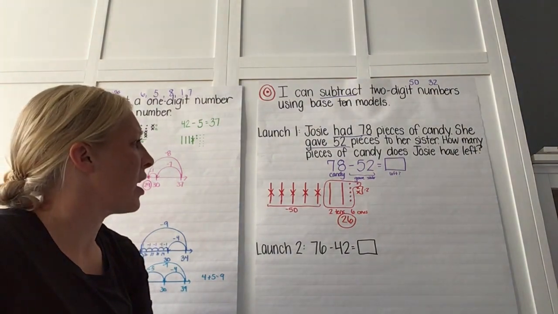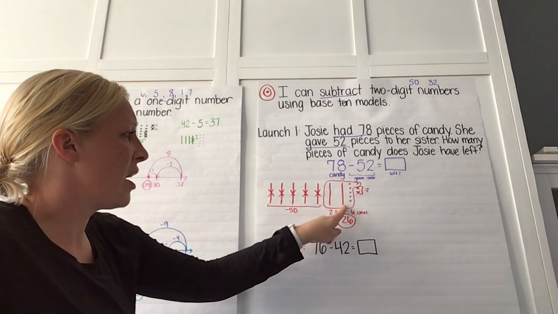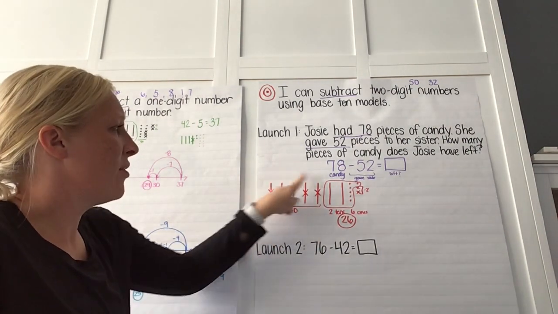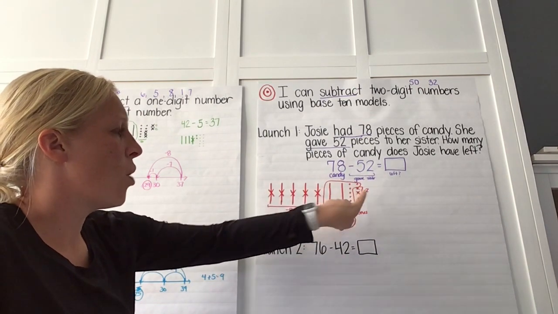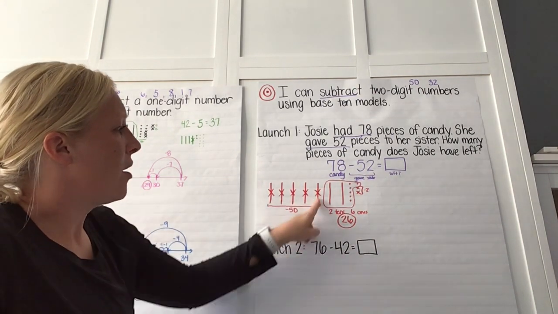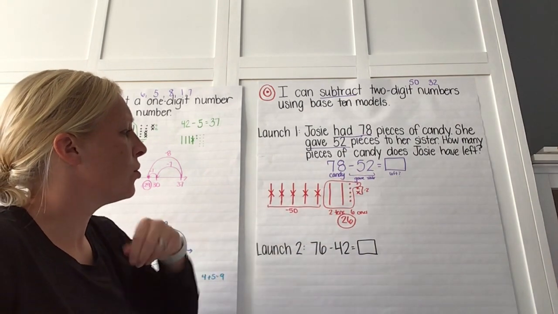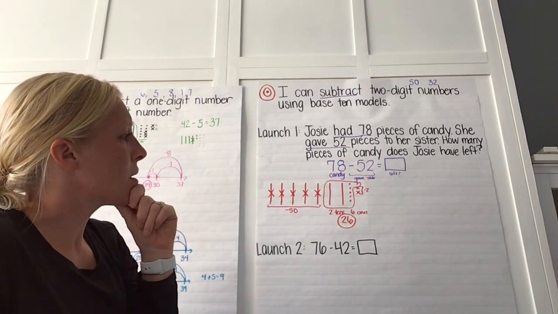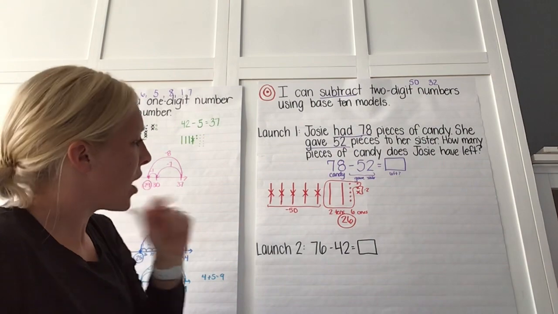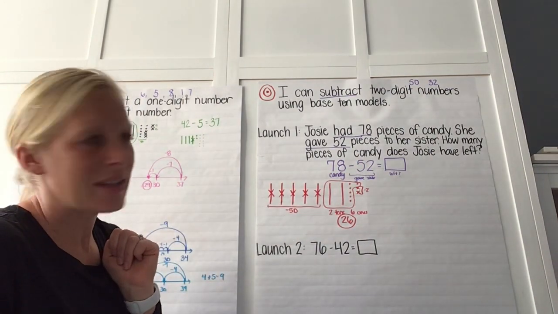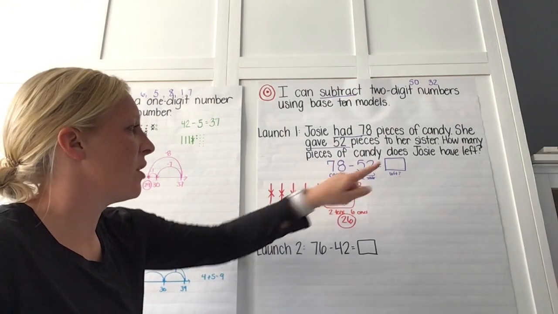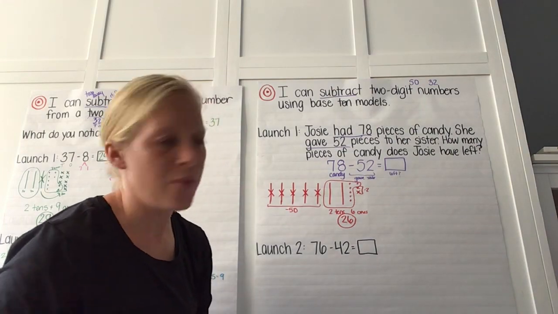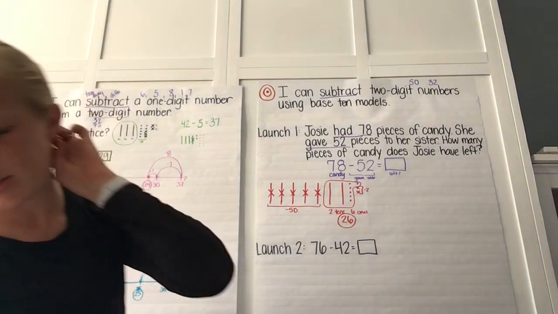Let's explain this thinking. We started with 7 10s and 8 1s. Took away 5 10s. Took away 2 1s. And what we had left was 2 10s and 6 1s. Right, so 70 take away 50 is 20. That makes sense, doesn't it? Okay, and then 8 take away 2 equals 6. Let's show one other way, and then we'll come together and think about how these 2 ways are the same and how they're different.